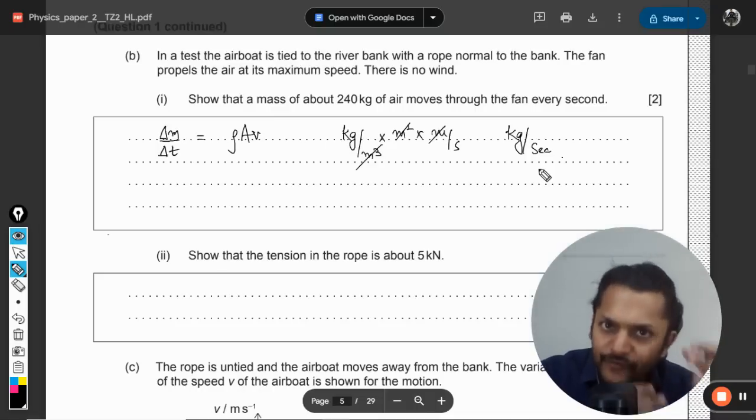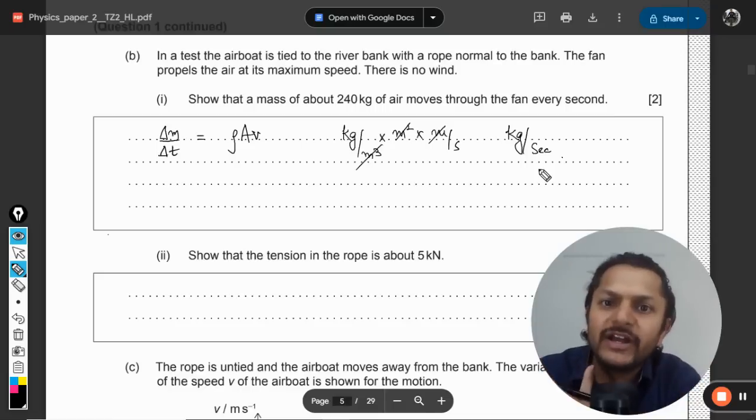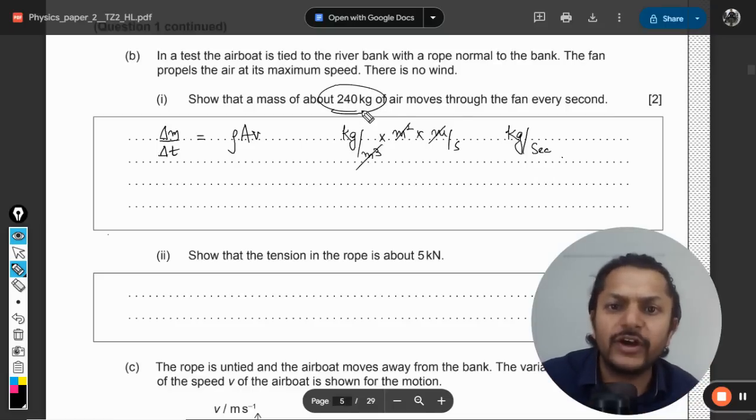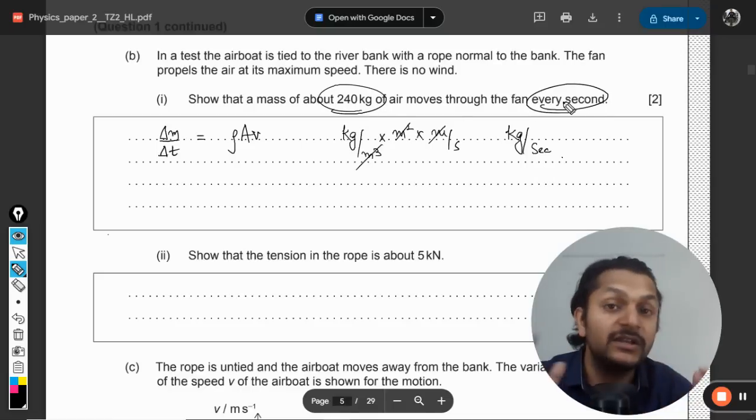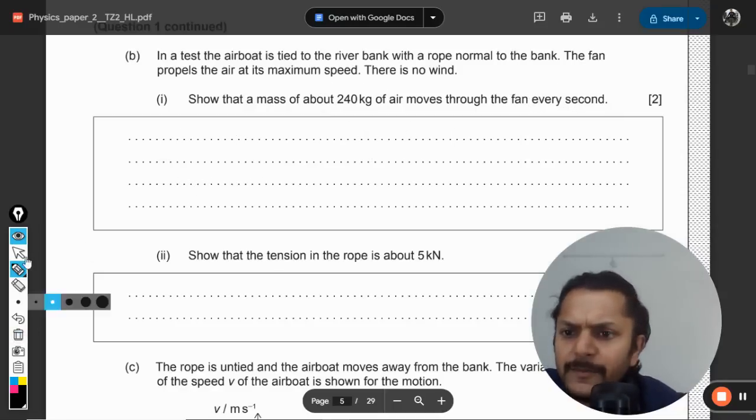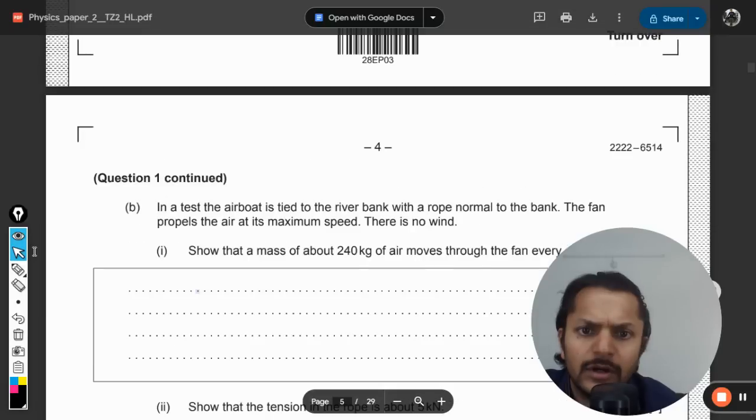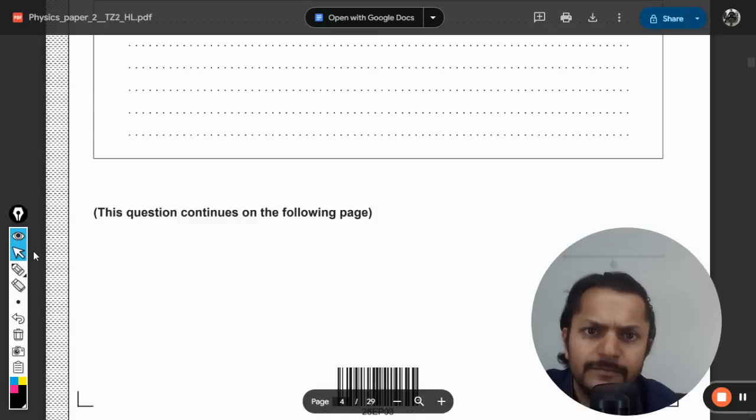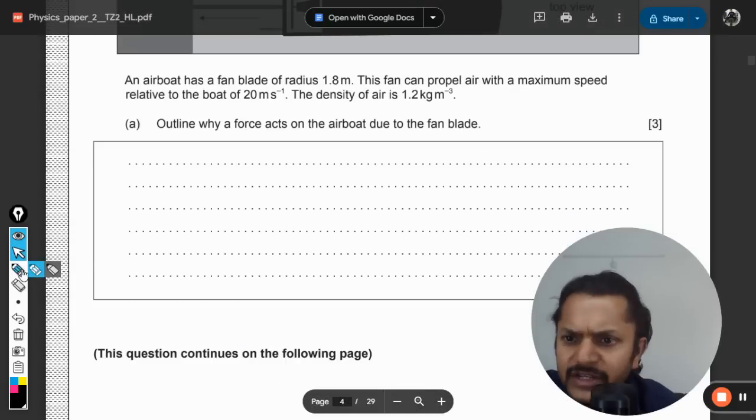What is the rate at which the mass is moving out? That is what we want to find, like 240 kg in 1 second. So we just plug in our values and get the answer. The density was 1.2. Okay, let us do it here only.